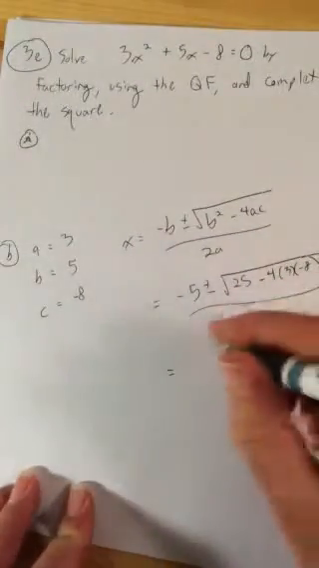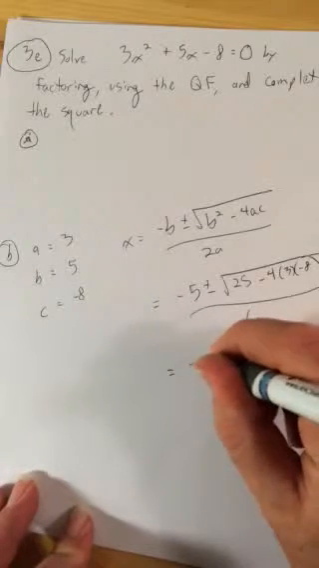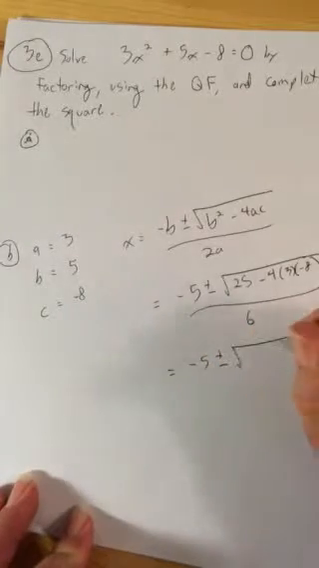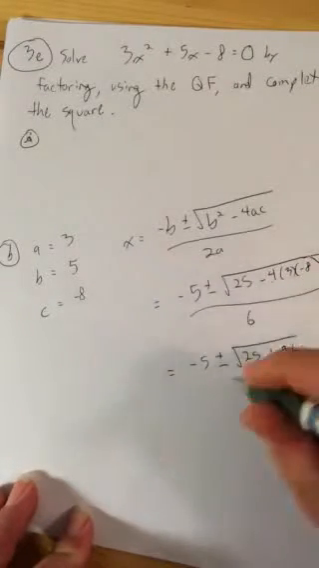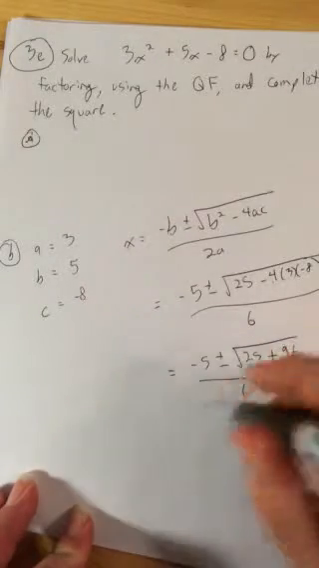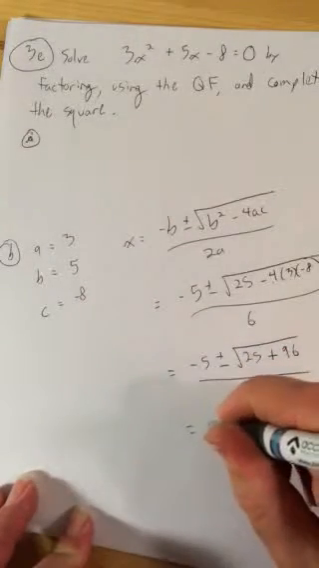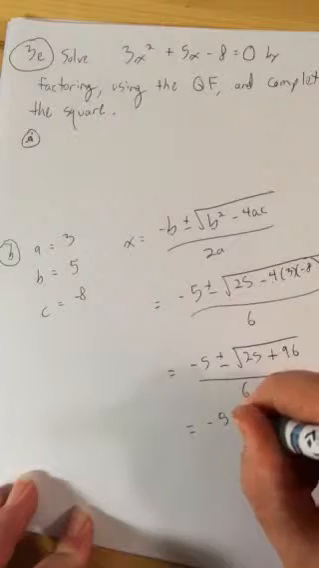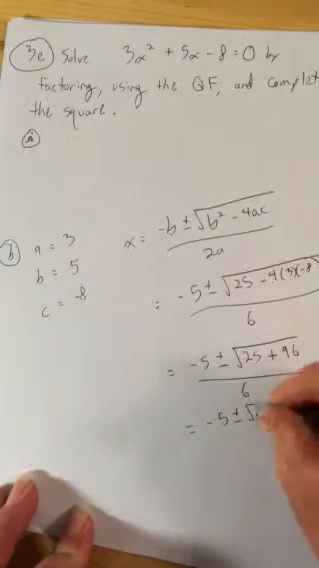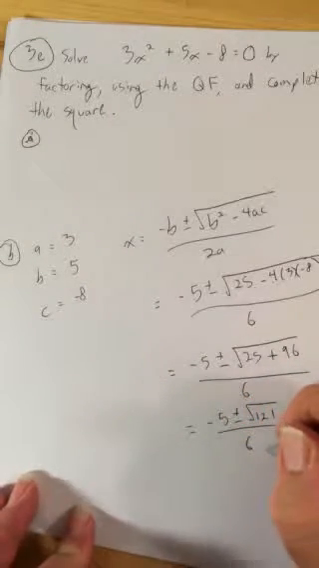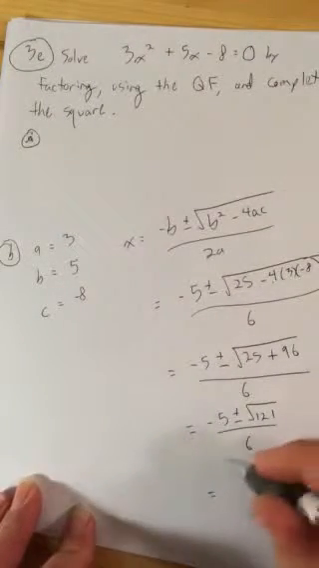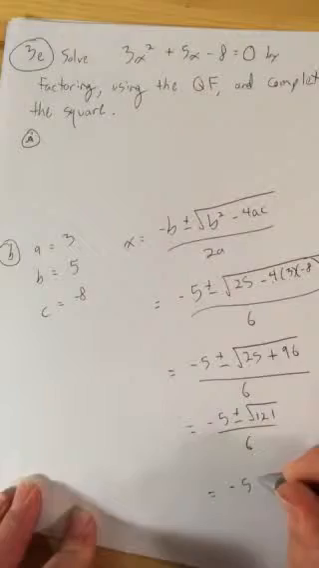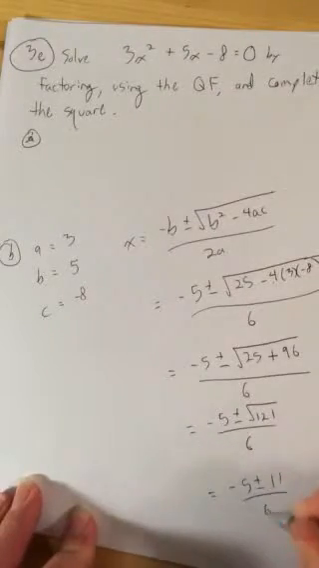So I've got negative 5 plus or minus the square root of 25 plus 12 times 8, which is 96, over 6, and I believe this is 121, so I've got negative 5 plus or minus the square root of 121 over 6. So the square root of 121 is 11. I've got negative 5 plus or minus 11 over 6.